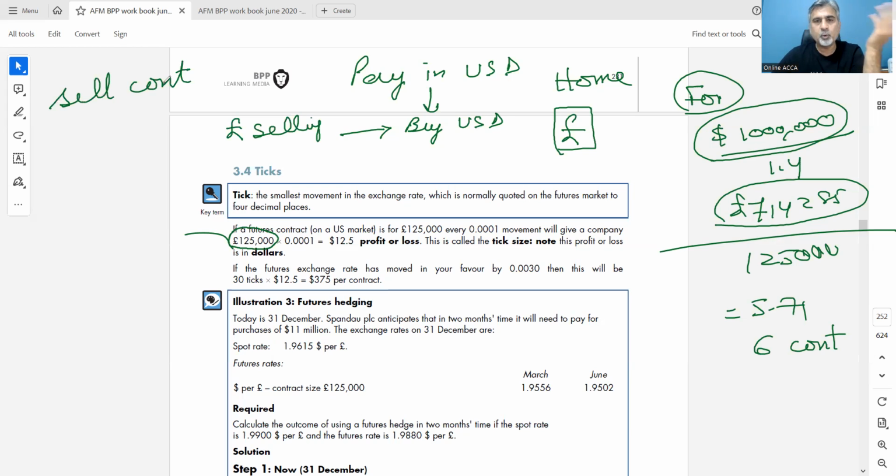Sell what? You only will sell something which is in your hand. What is in your hand? You have sterling in your hand. So you will sell sterling to buy USD, because you need to pay USD. To pay USD, you need to have USD in your hand, and to have USD in your hand, you must sell your own currency. So you are going for a sell contract. This is step number 1.